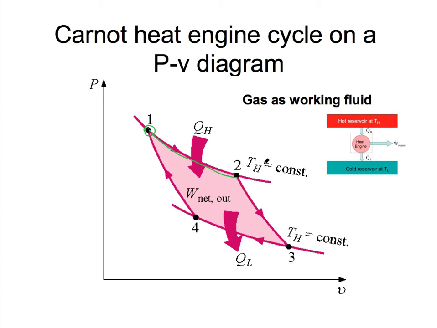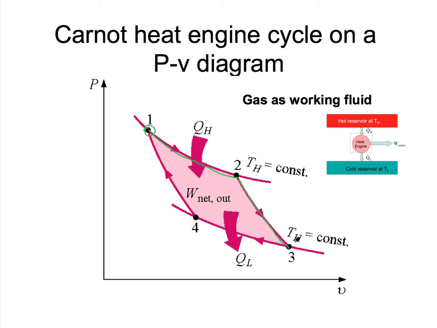Then in the next process, the working fluid in the heat engine expands adiabatically in such a way. We haven't really studied the adiabatic expansion process for ideal gases, but this is what an adiabatic expansion of an ideal gas looks like on a PV diagram. Its slope is steeper than an isothermal process. And then when the expansion completes, we can see the ideal gas working fluid would have reached a lower pressure condition and also a larger specific volume.